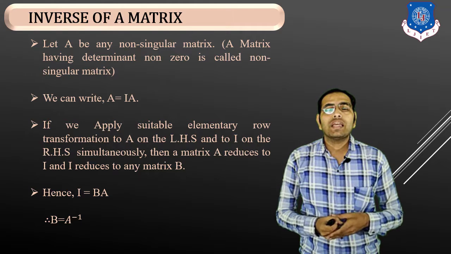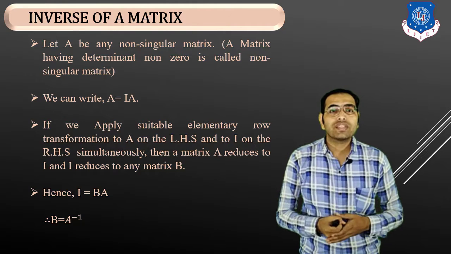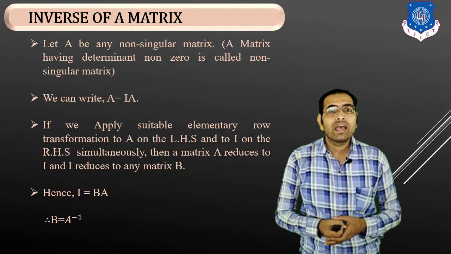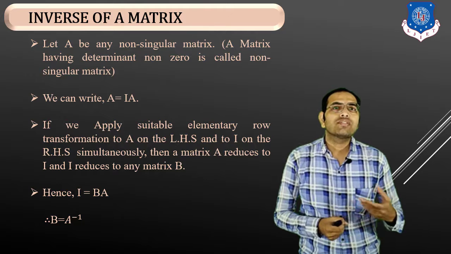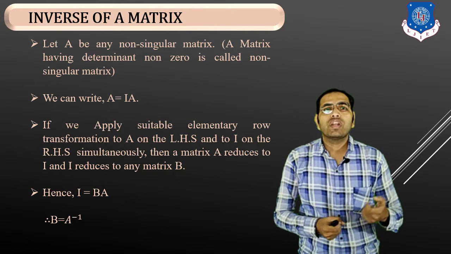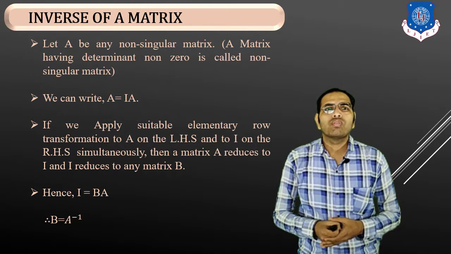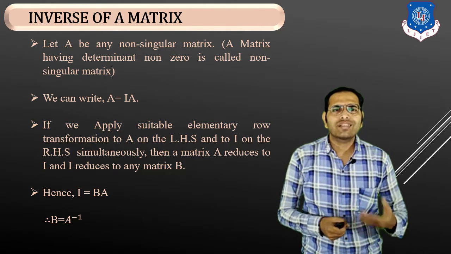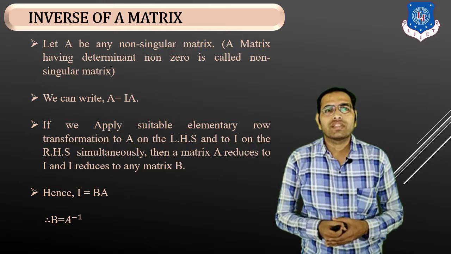Here, basically, a matrix is either non-singular or singular. That means, if determinant of A is not equal to 0, then it is a non-singular matrix. If determinant of A equals 0, then it is a singular matrix. Let's start with the inverse of matrices.